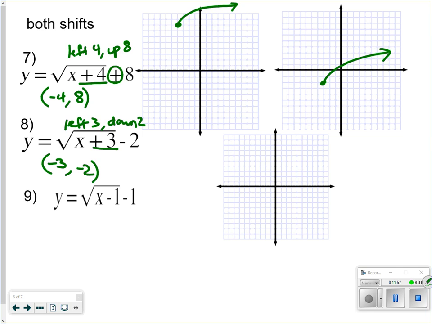And question number 9. Y equals square root of x minus 1, minus 1. Underneath the square root sign, it says negative 1. Do the opposite of that, which means positive. Go to the right 1. In the back, it says negative 1. Negative means down. So we're going to move to the right 1 and down 1 for your center. And make your curve.